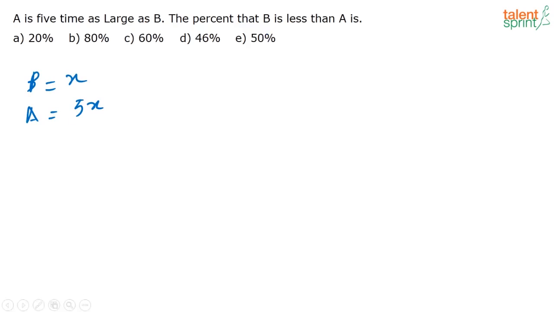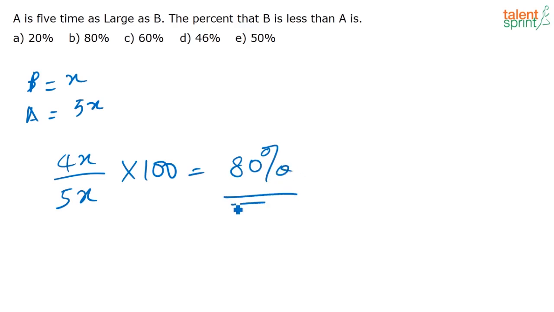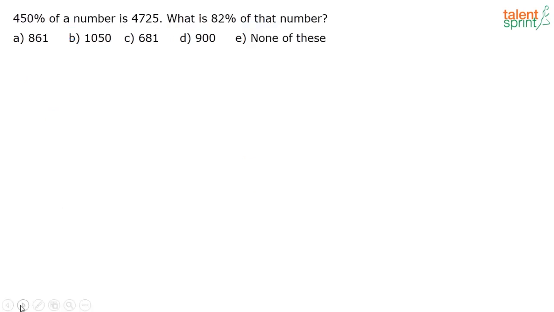The percentage that b is less than a. So what is the percentage that b is less than a? What is the difference between a and b? 5x minus x, that is 4x, correct? What is a? 5x. So 4x by 5x into 100, that is 4 by 5, which you know is 80%. Answer for this question is option B. Let us move on to the next one.